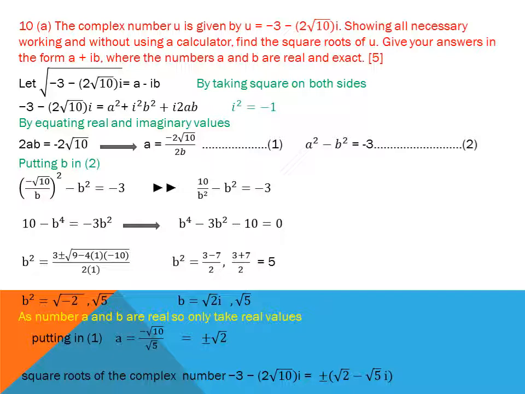Putting in 1, a is equal to minus under root 10 over under root 2, we get a is equal to minus under root 5. So finally the square root of this number is plus minus under root 5 minus under root 2 iota.